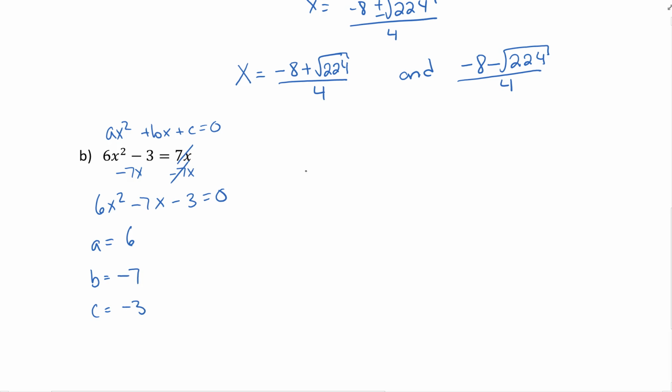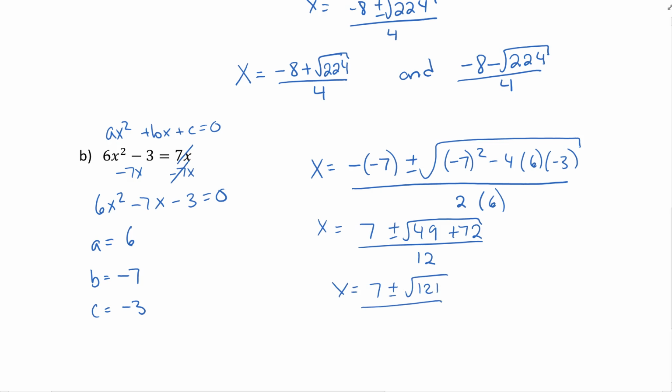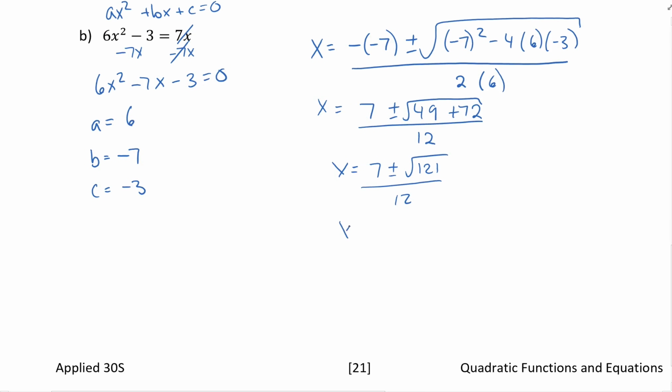We can substitute into our formula. We've got negative b, in this case I've got a negative 7, plus or minus b squared, minus 4 times a times c. That's all under the root, all over 2 times a. Keep going. 7 plus or minus 49 plus 72, all over 12. 7 plus or minus the root of 121. I know the root of 121, that is 11. So plus or minus 11 all over 12.